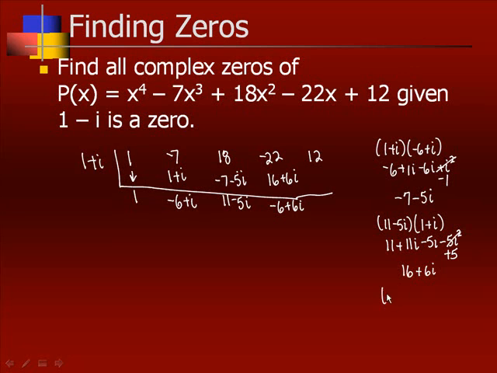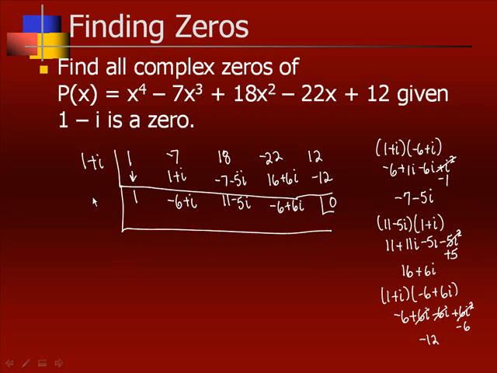So now when we multiply that, we get 1 plus i times negative 6 plus 6i, which is negative 6 plus 6i minus 6i plus 6i squared, but that's going to become negative 6. So negative 6 and negative 6 is negative 12. 6i minus 6i cancel, so we get 0. But we expected that.